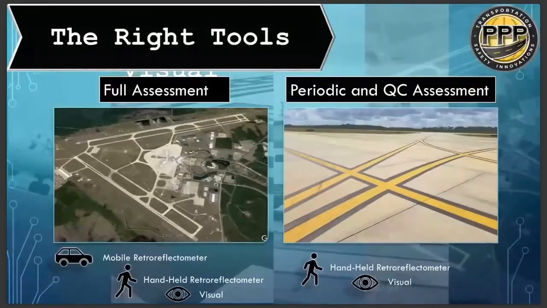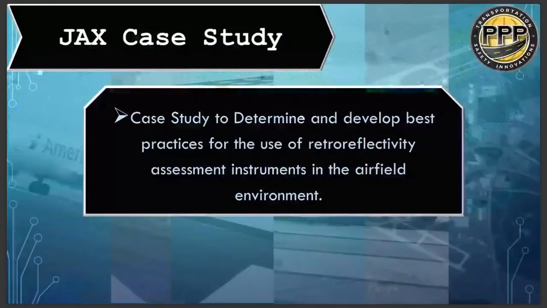All right, real good. Okay, so this is the Jacksonville case study. This is Jacksonville International Airport. And the case study really initially was started in 2017 and was to determine and develop the best practices of use of retroreflectivity assessment instruments in the airfield.